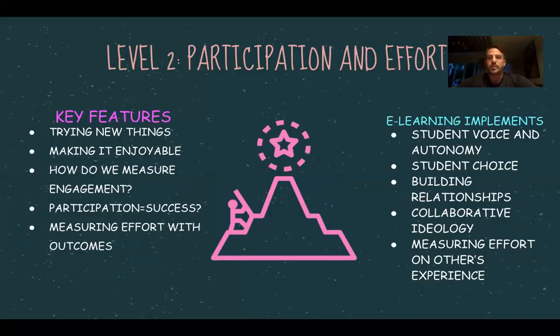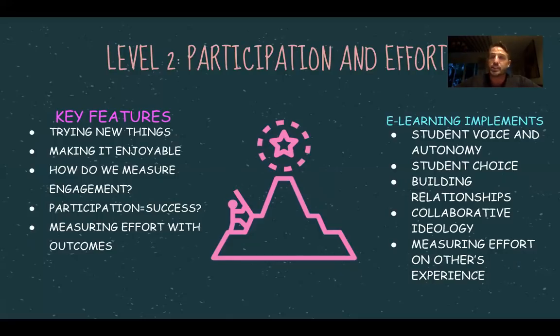Level 2, participation and effort. All right, key features: trying new things, make it enjoyable. How do we measure engagement? Does participation equal success? All right, grading's difficult. It always has been, but we're going to get it. And then measuring your effort with outcome. A lot of this is going to sound a little repetitive, but it's super important.